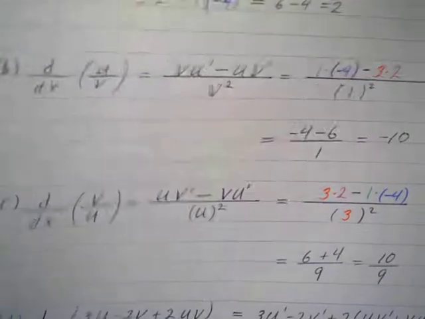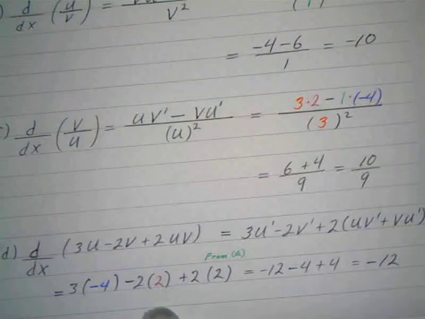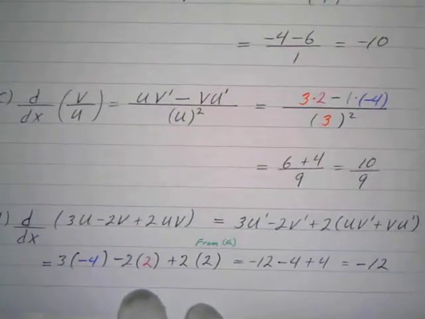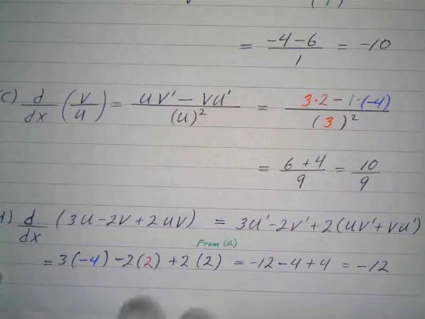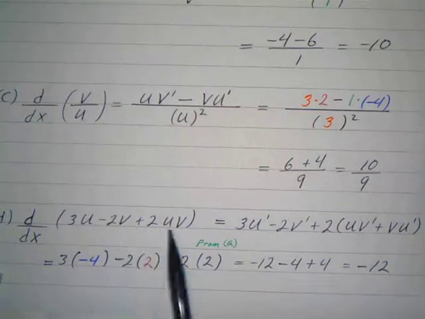And then the last one, letter D. Let me straighten this out here for you. Here we go. And it's the derivative of this polynomial function with a product. So we've got 3u minus 2v plus 2uv.